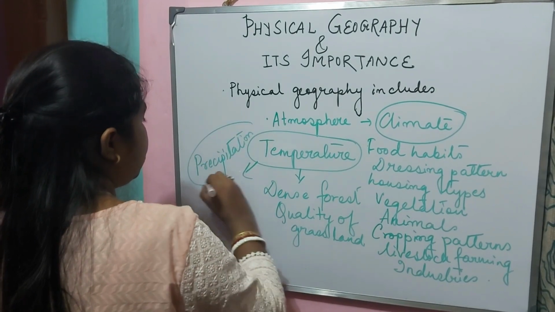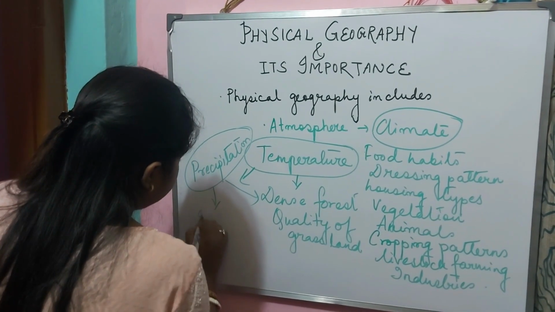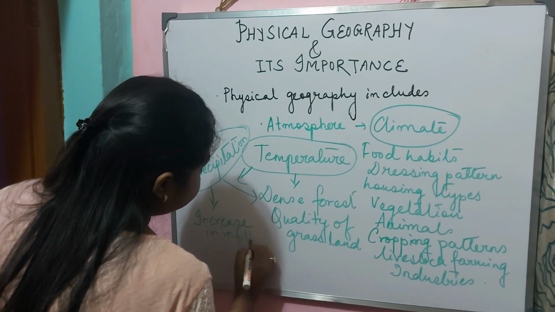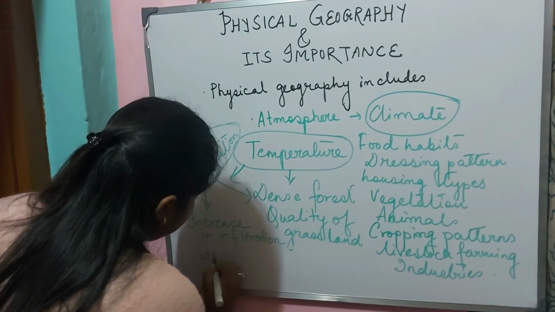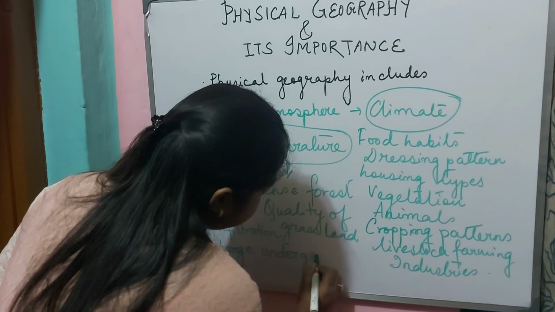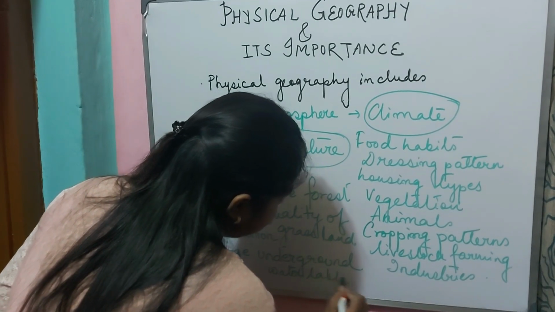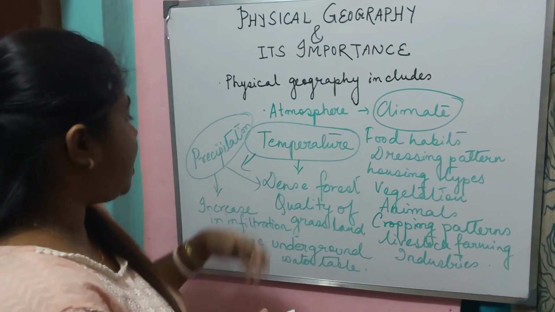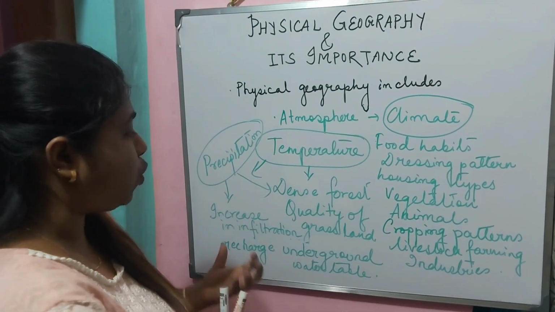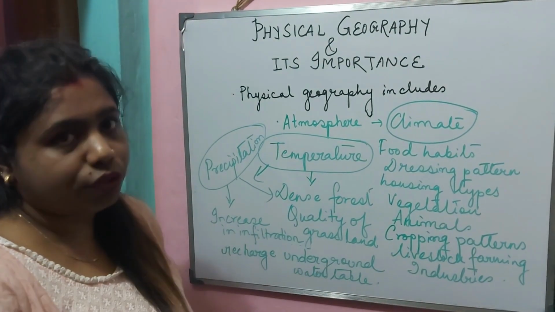Now, high precipitation will again help in the dense growth of forest, and also it will lead to an increase in infiltration, which will recharge the underground water table. How? Because the water will get stored in the aquifers, right? This way temperature and precipitation affect where the forest will be dense and what the quality of grasslands will be. It will lead to an increase in infiltration and recharge of the underground water table.